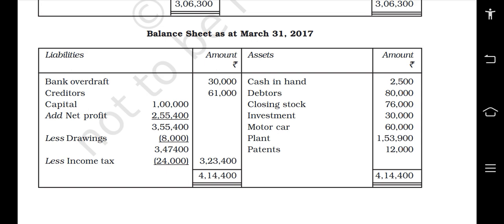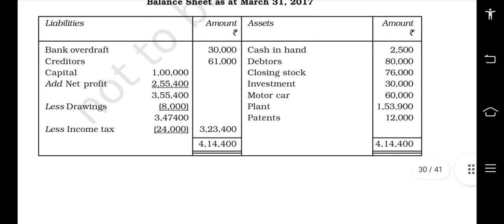And on the liability side, you see bank overdraft, creditors, then capital account, add the net profit, less drawing, less income tax. Then after that, when you add the liability side and asset side, both sides should be equal. Okay, then only you can understand the entire process you have done is correct. The balance sheet should be balanced while adding both sides.